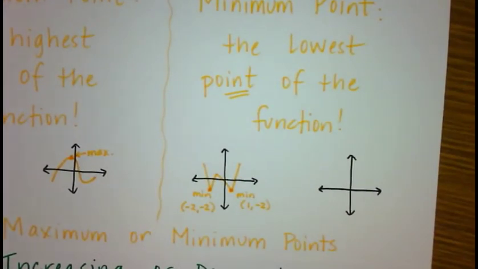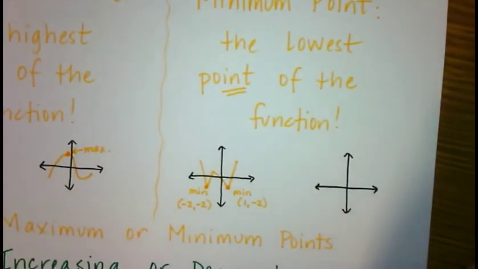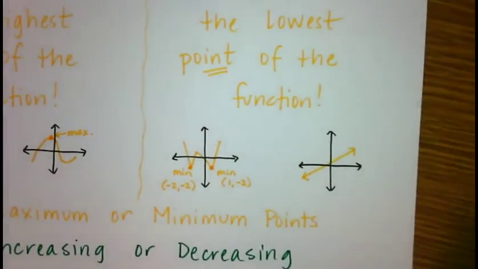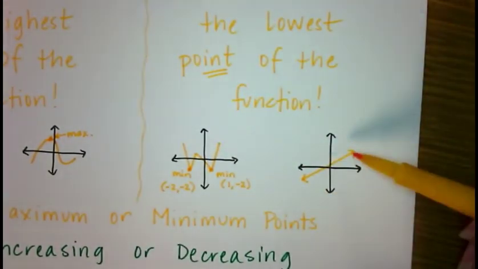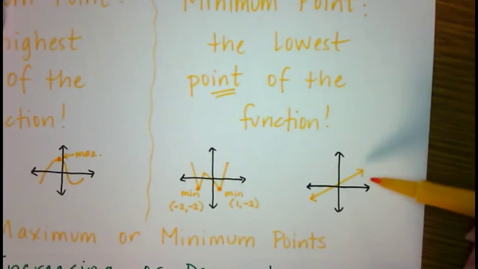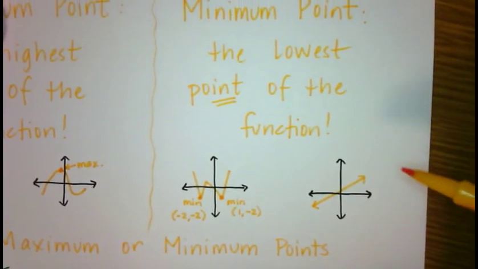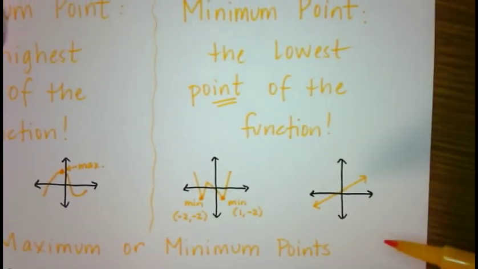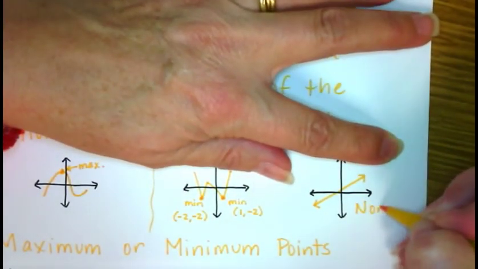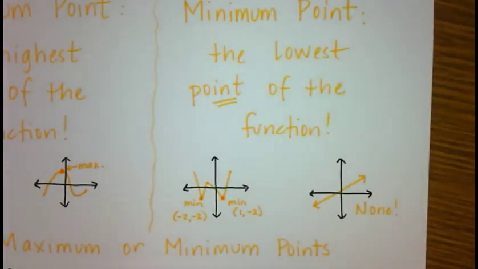So let's say, because last year you guys did linear functions, so let's say we had an equation of a line. So if we had an equation of a line, we know that the graph is just going to continue on in both directions. So if we were asked for a maximum point, is there a highest point on the line? No. And for the minimum point, is there a lowest point on the line? And the answer would be no. So it's possible to have none, to not have a maximum or a minimum point on the graph.